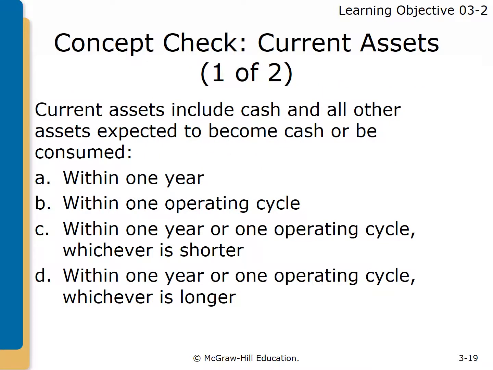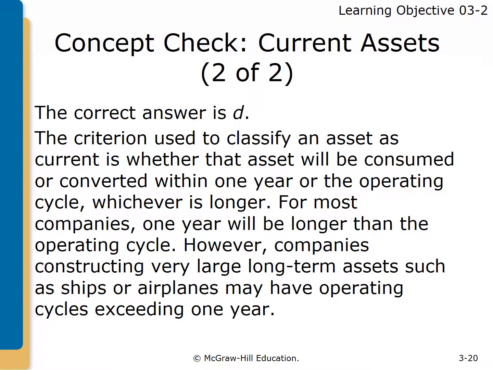So current assets include cash and all other assets expected to become cash or be consumed within 1 year, or one operating cycle, whichever is longer, and that was D. Usually the operating cycle is 1 year. And they give you some exceptions. When would a company have 1 year? More than 1 year.